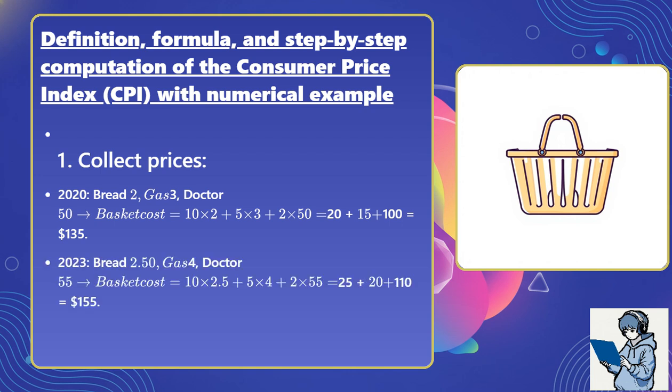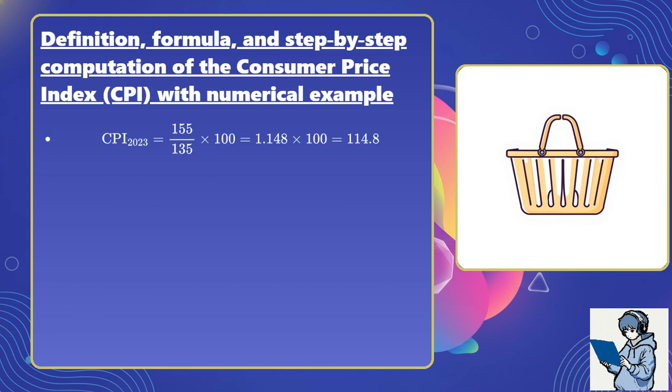2023: bread $2.5, gas $4, doctor $55 gives basket cost equals 10 times 2.5 plus 5 times 4 plus 2 times 55 equals $25 plus $20 plus $110 equals $155. 4. Compute CPI. CPI_2023 equals 155 divided by 135 times 100 equals 1.148 times 100 equals 114.8. So by 2023, the basket is about 15% more expensive than in 2020.